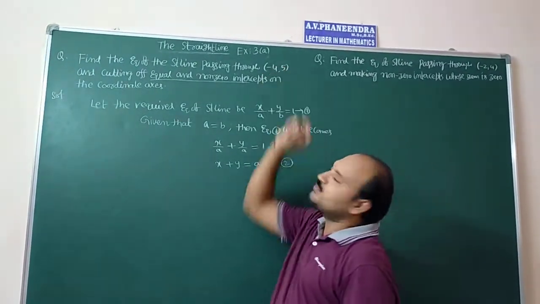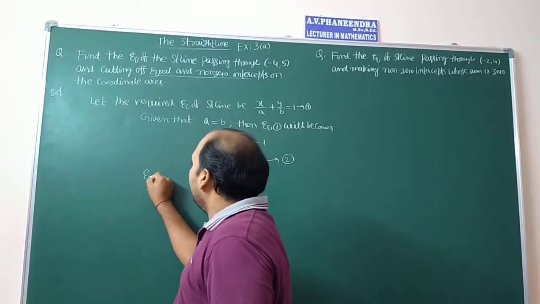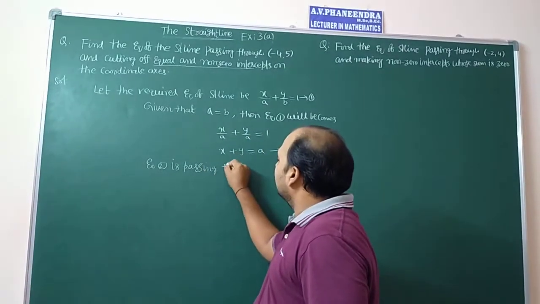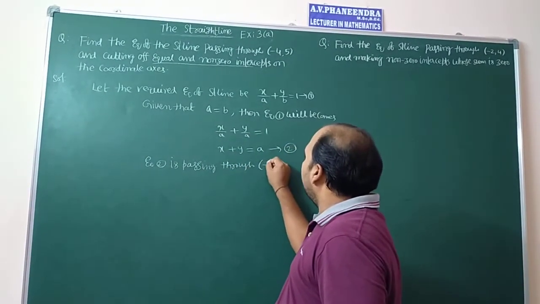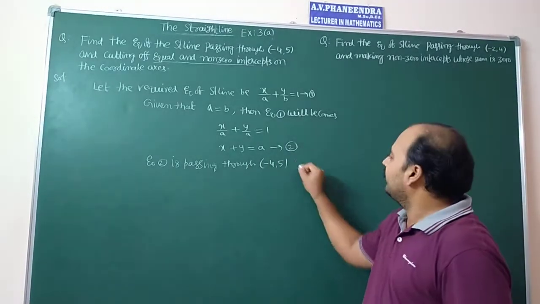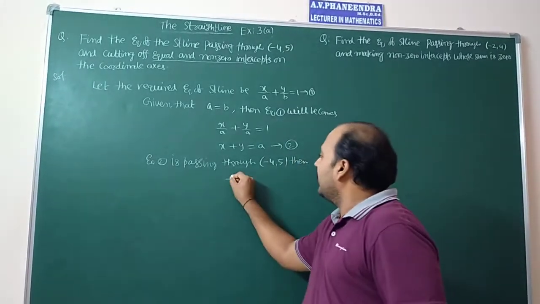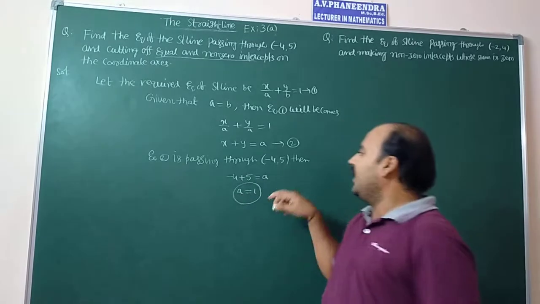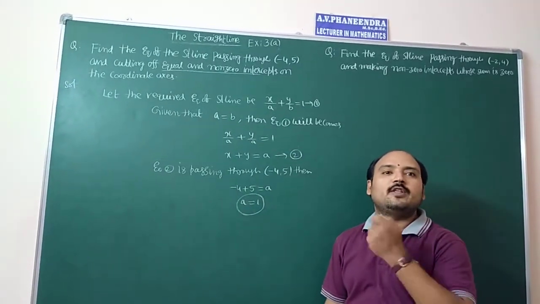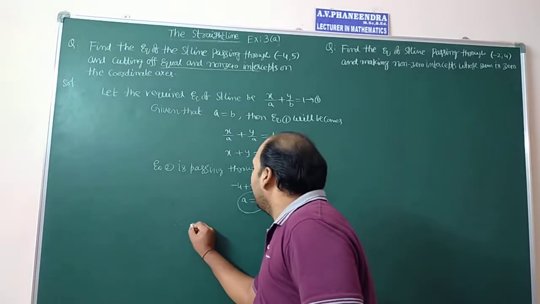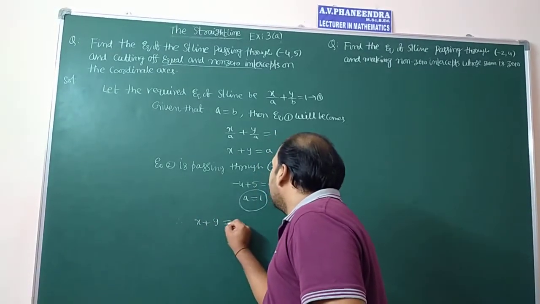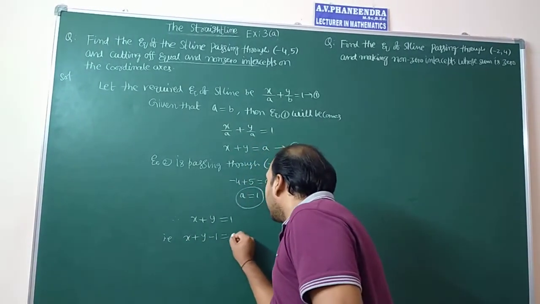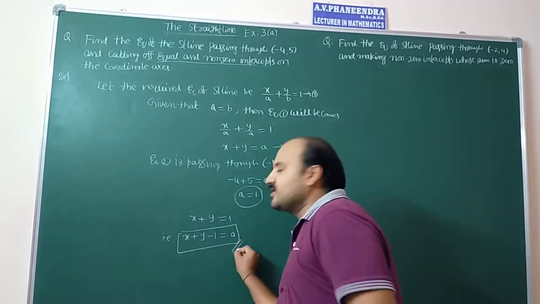This equation is passing through which point? Minus 4, 5. Equation 2 is passing through minus 4, 5. Then minus 4 plus 5 is equal to a. Therefore a is equal to 1. Substitute a equal to 1 in equation 2 and you will get the required equation of straight line. Therefore x plus y is equal to 1, that is x plus y minus 1 equal to 0 is the required equation of straight line.